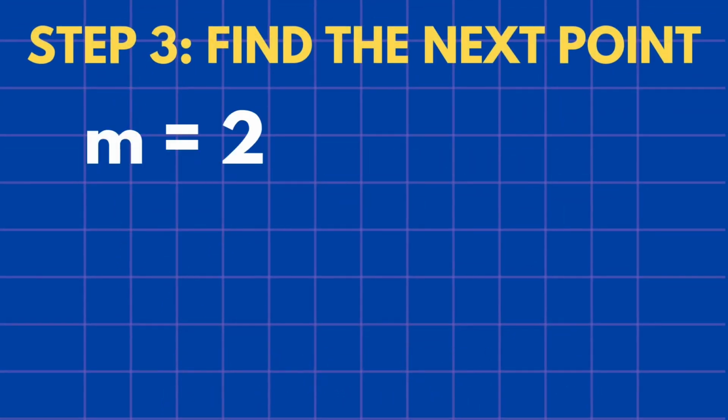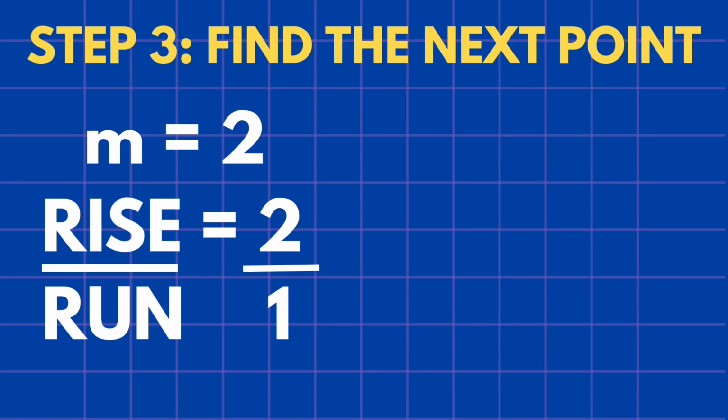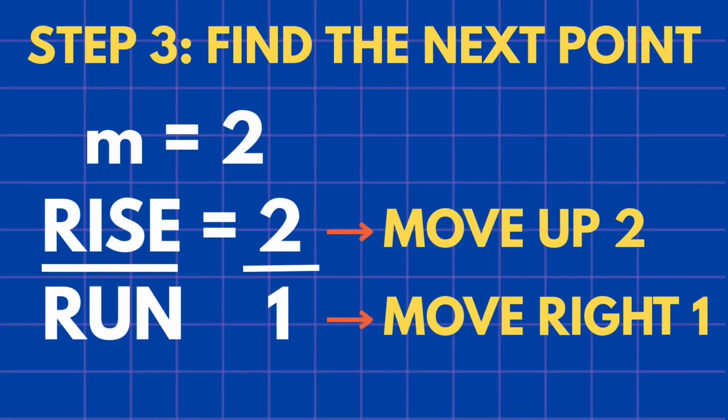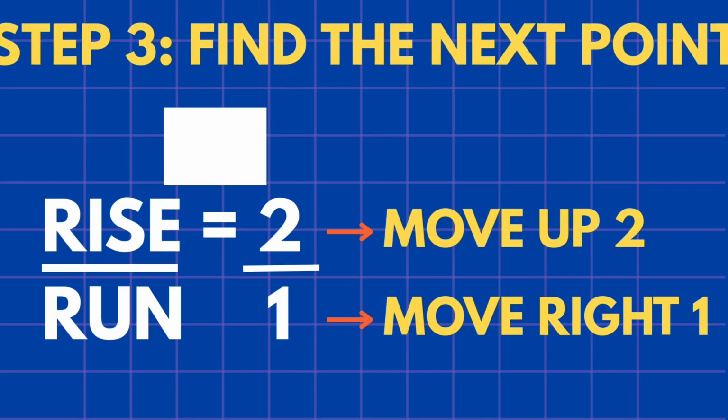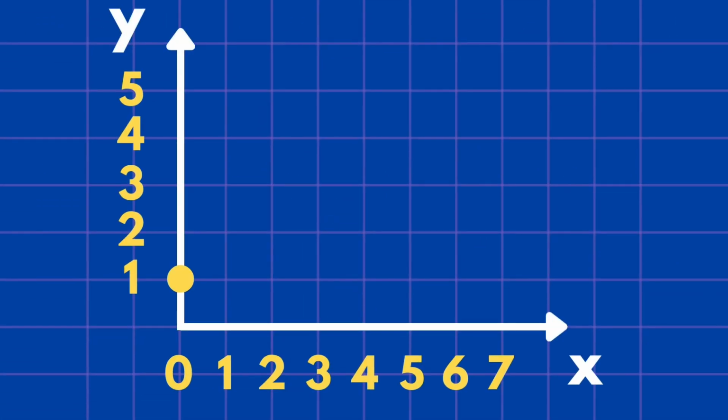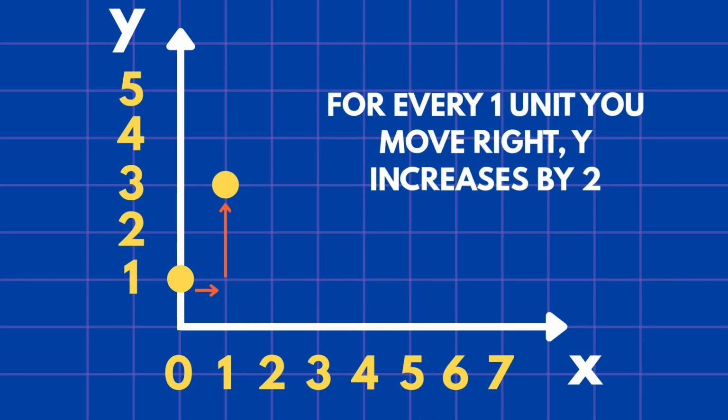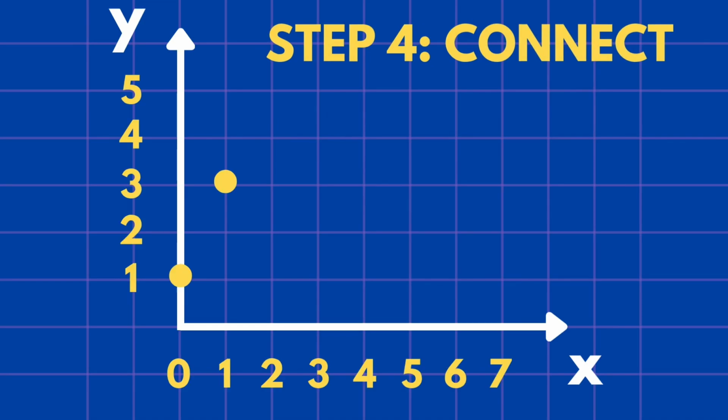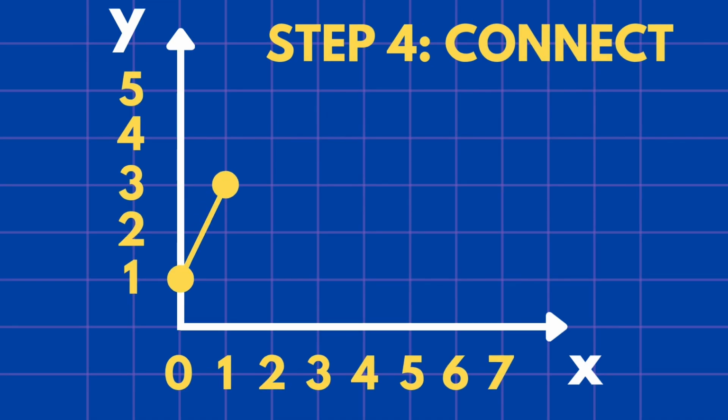Step 3. Use the slope to find the next point. We found our slope to equal 2, and we know that slope is equal to rise over run. Therefore, we can see that our graph will have a rise of 2 and a run of 1. So on our graph, starting at our first point, we will move up 2 units and move 1 unit to the right. The value of our new point will be 1, 3. Our last step will be to connect the dots so we can complete our line.